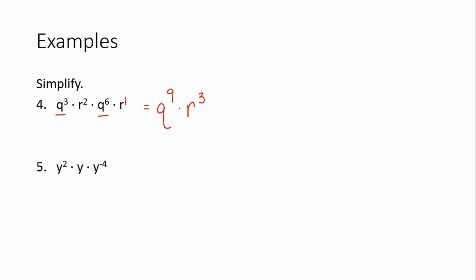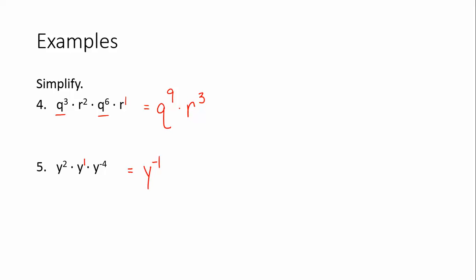If you'd like to pause the video and try example 5 on your own, we have y squared times y to the negative 4th. Again, remember, the variable y in the middle there does have an implied exponent of 1. So we're taking 2 plus 1, which is 3, plus negative 4. 3 plus negative 4 is a negative 1.